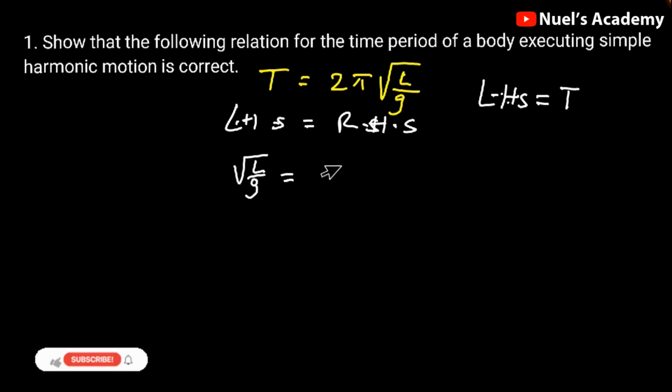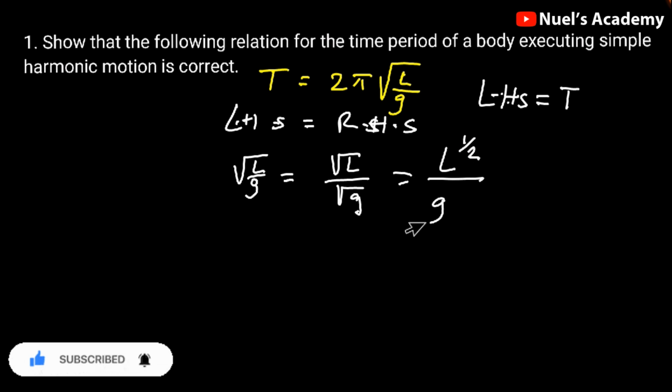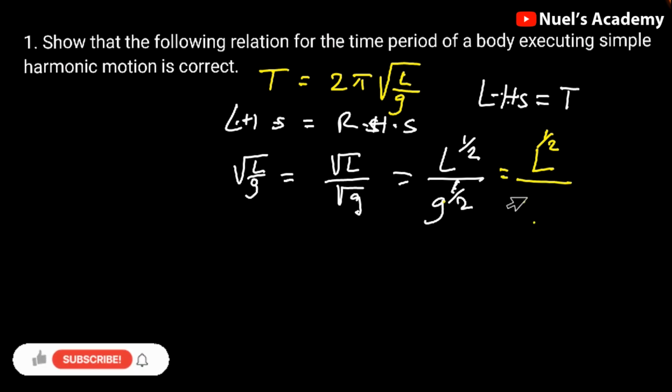Now this can be written as root L over root G. Root L can be written as L raised to power half. The same is applicable to root G, which can be written as G raised to power half. So this is length, and as we all know, the dimension to represent length is L. So this is L raised to power half, and then over acceleration due to gravity, which has the dimension of L, then T raised to power negative 2.